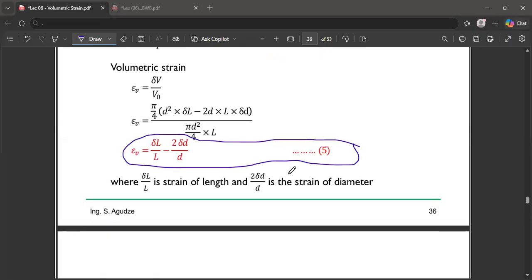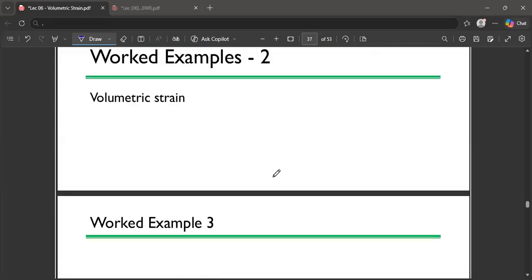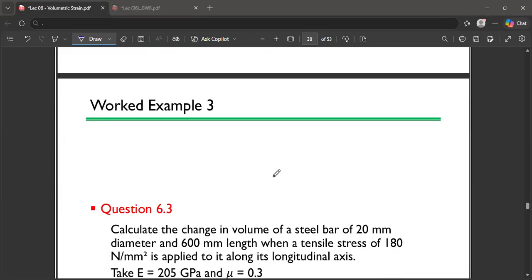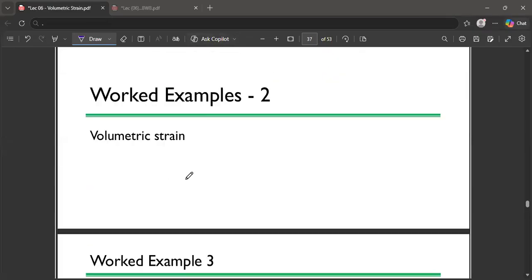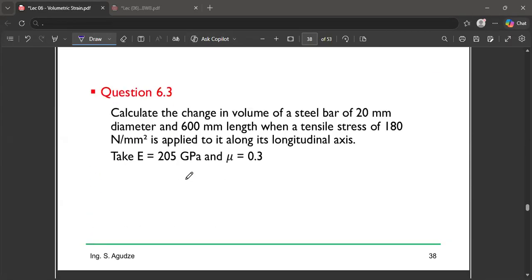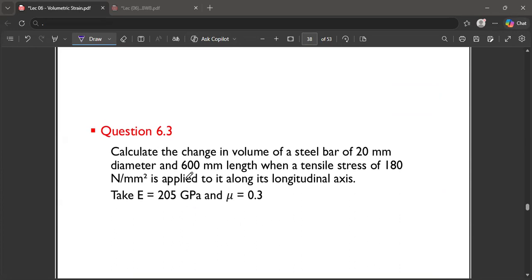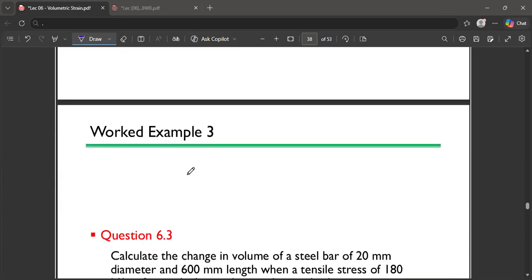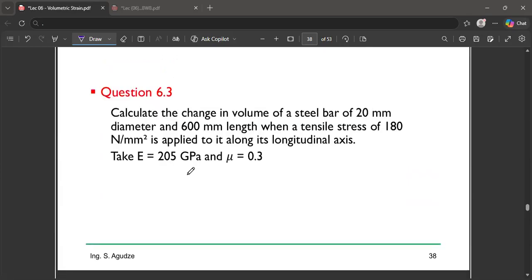So from here we can start looking at some worked examples, and I believe that will enhance your understanding more than the formulas we are looking at, because I realize most of you are getting confused. Before we proceed, I want to take one or two questions before we solve our first problem on volumetric strain. Is anyone having any question or contribution before we proceed? Okay, since there is no question or contribution, we just have to proceed.